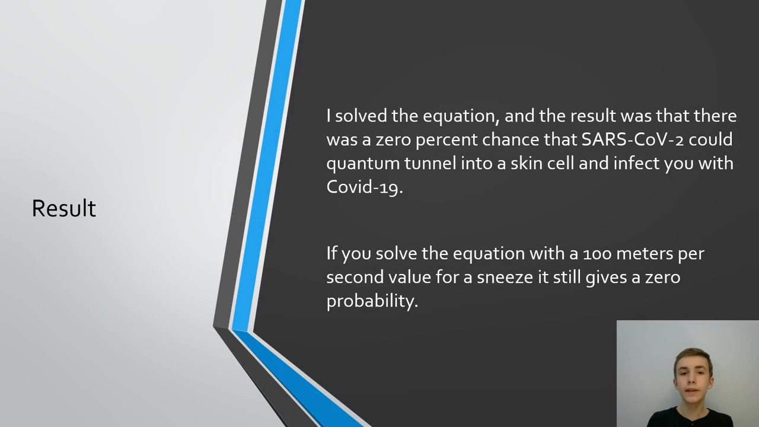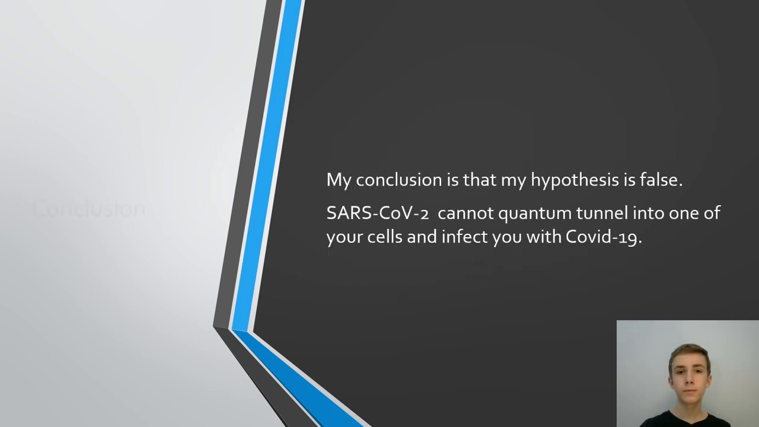Result. I solved the equation with these new numbers, and the result was that there is about a 0% chance that SARS-CoV-2 can quantum tunnel into your cells and infect you with COVID-19. If you solve the equation with the 100 meters per second value for a sneeze, it still gives a 0% chance probability. My conclusion is that my hypothesis is false. SARS-CoV-2 cannot quantum tunnel into one of your skin cells and infect you with COVID-19.